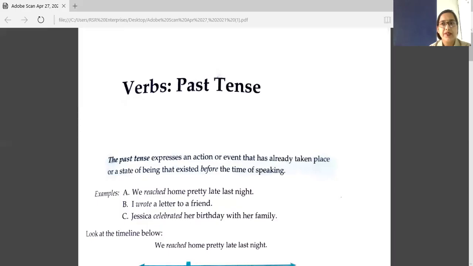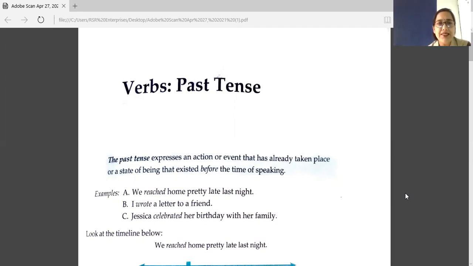We have completed present tense. Today, I'm starting past tense. I'm sharing on the screen here. Yes, past tense. Now, what is past tense?